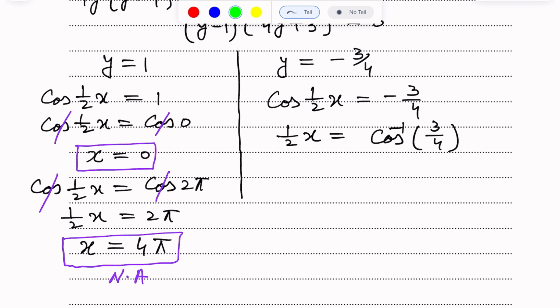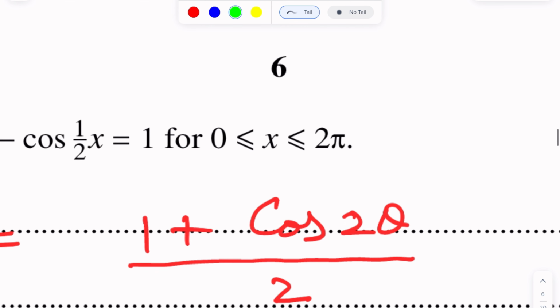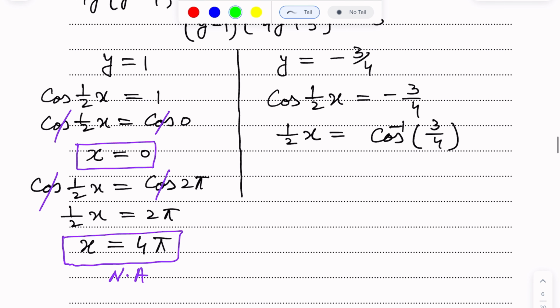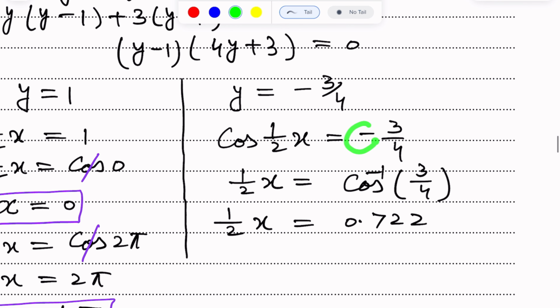We have ignored this negative sign for a moment. Cos inverse 3 over 4. First you will set your calculator mode on radian because the interval is given in radian. So we get cos inverse 3 over 4, that is 0.722. This is the basic angle. This is not the answer, this is the basic angle.